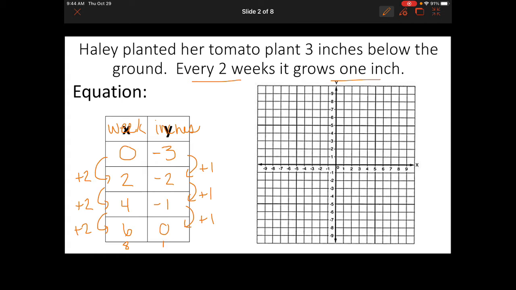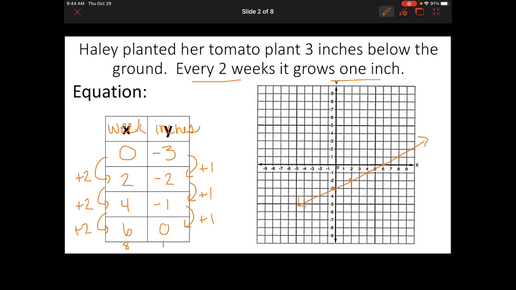We see that our y-intercept is -3. And we see our next point is 2, -2. So I'm going to go over 2 and down to -2. And then we have 4, -1. And then we have 6, 0. That's when the plant hits the ground. And then after 8 weeks, it's finally sprouting above the ground. So we can go ahead and connect this with a nice straight long line.